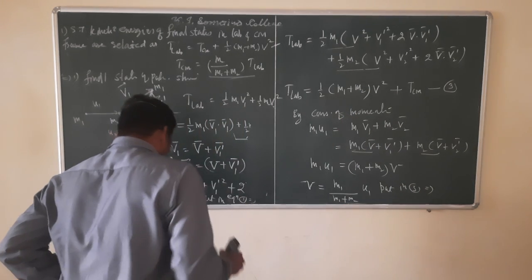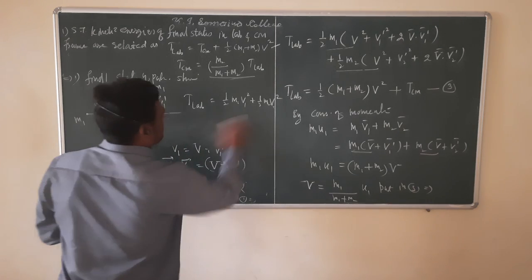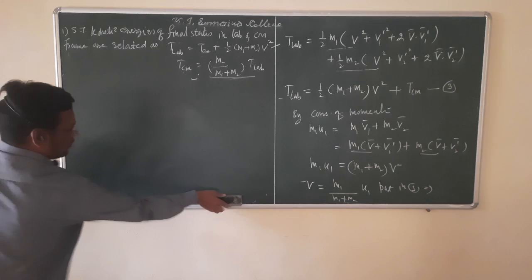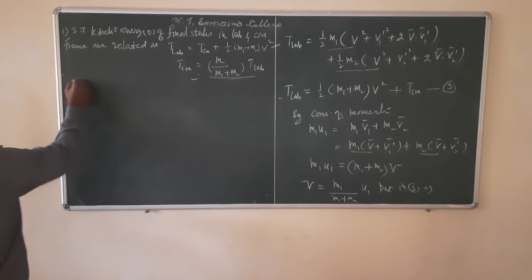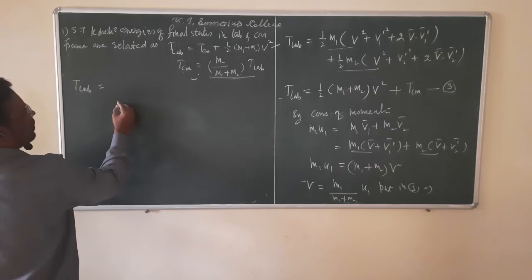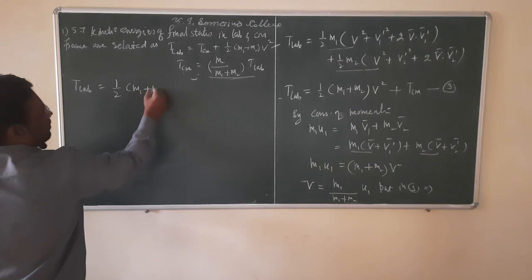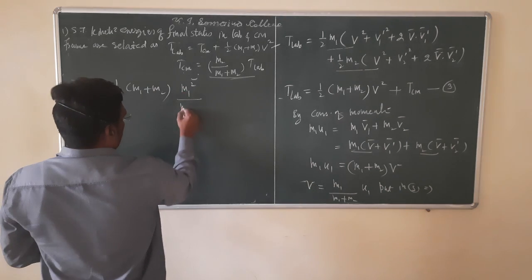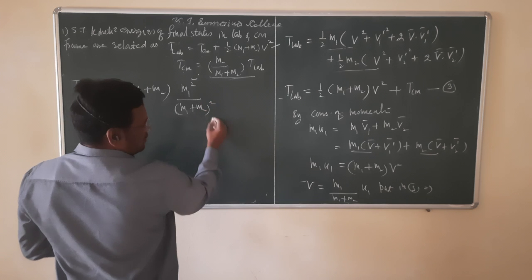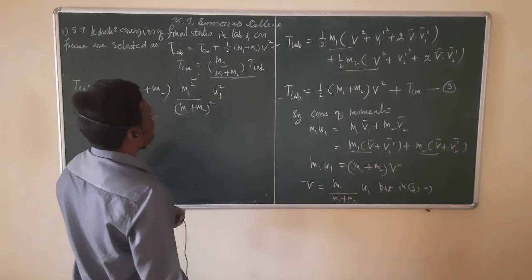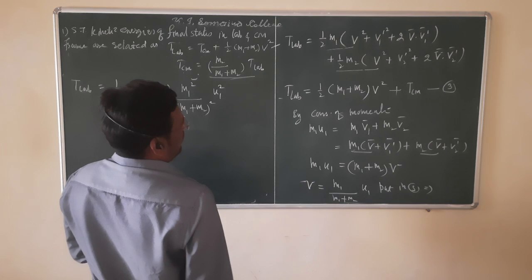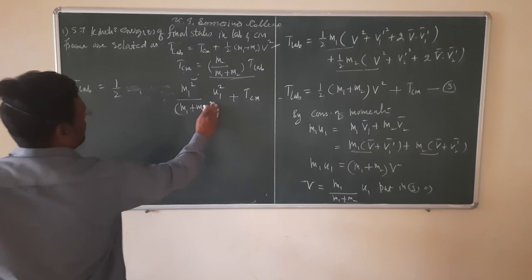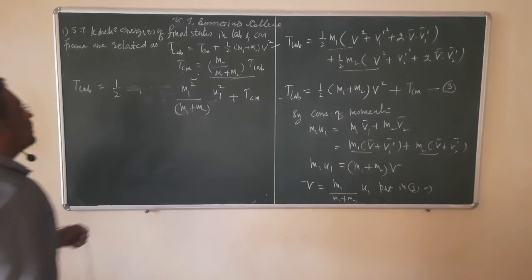If you put that in equation 3, we will get the kinetic energy in the lab is equal to 1/2 m1 plus m2 into V square, that is m1 square divided by m1 plus m2 square into u1 square, plus the kinetic energy in the center of mass. So this term is 1.